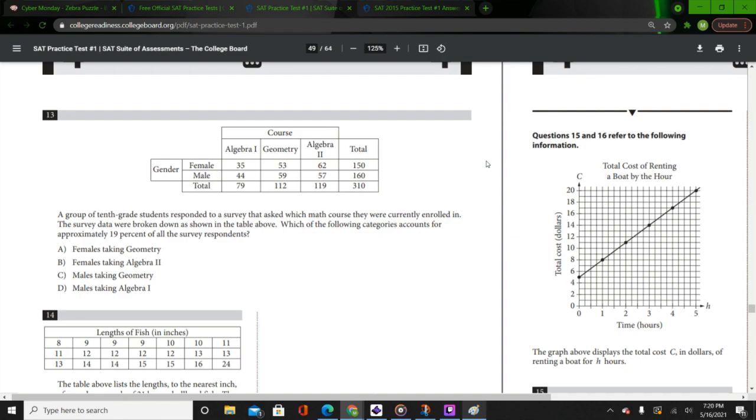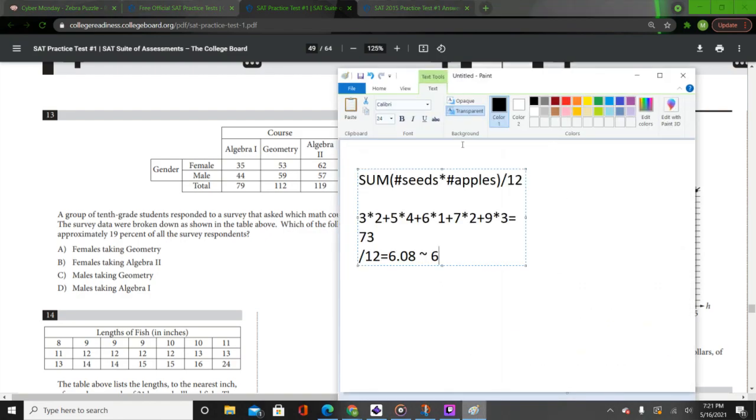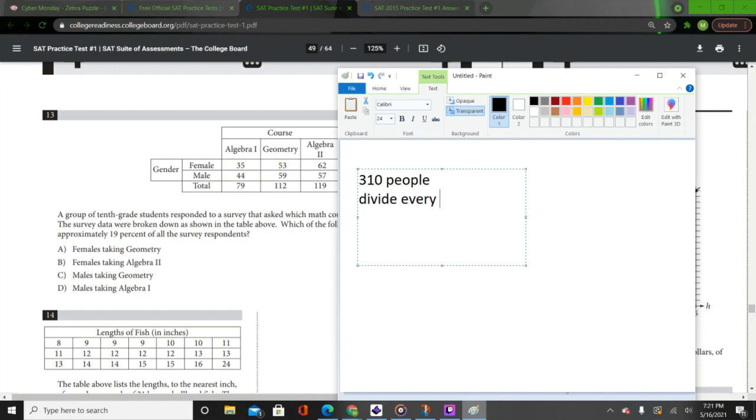So basically, what they're going to want us to do, considering all the survey respondents, is this: there are 310 people enrolled. Let me pull this up. 310 people, so we're going to divide every number by 3.1.